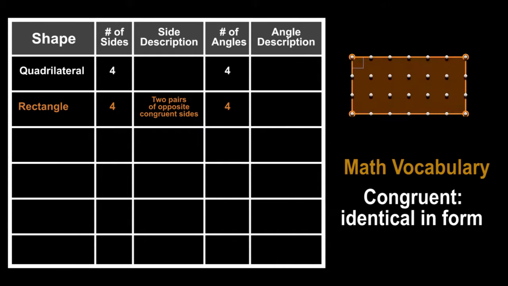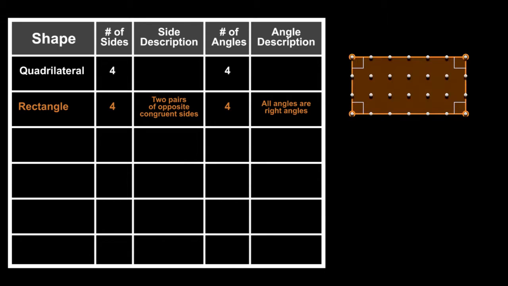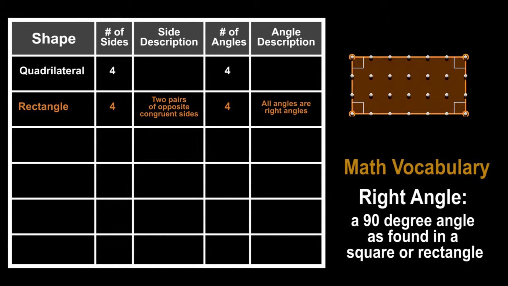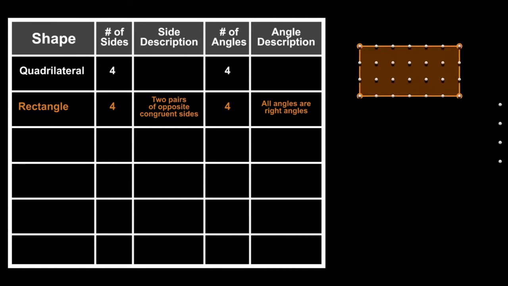There are 4 angles in a rectangle. Each of these angles is a right angle. A right angle measures 90 degrees. It is often referred to as a square corner.